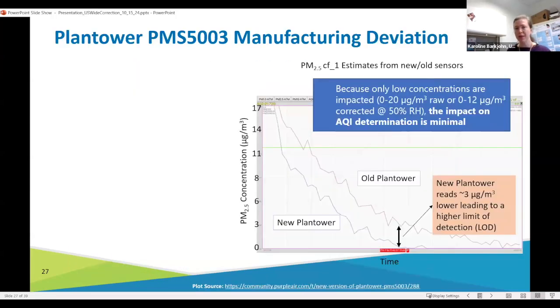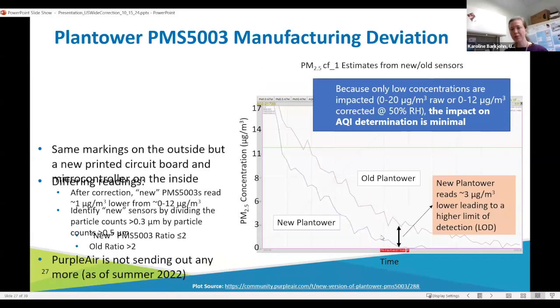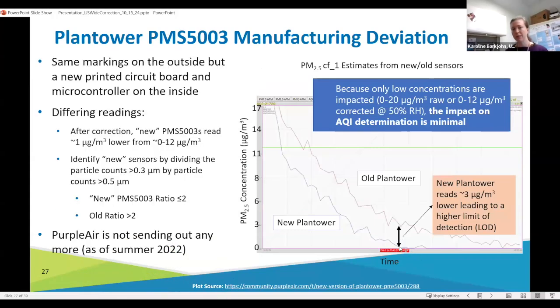And there's also a manufacturing deviation where some newer Plantower sensors read slightly lower concentrations than the older Plantowers. So they look the same on the outside, but they have different readings. And there is a way to identify them if you look at some of the size bin data.